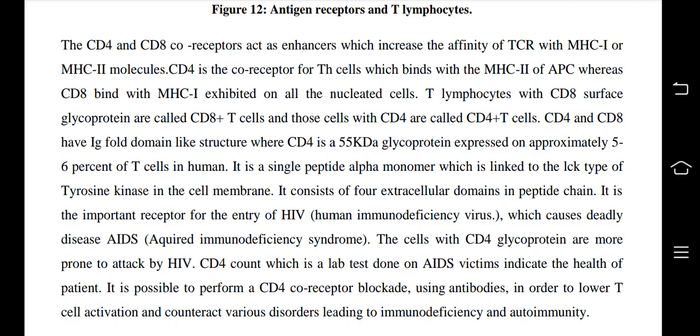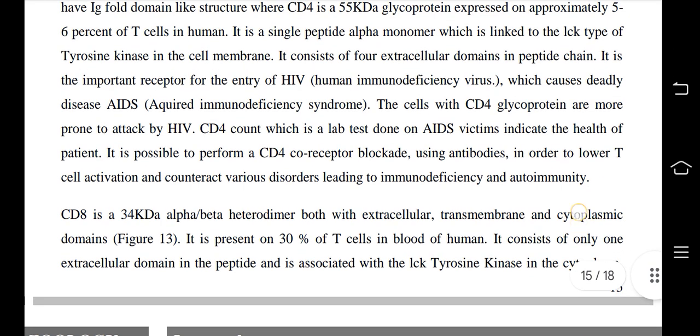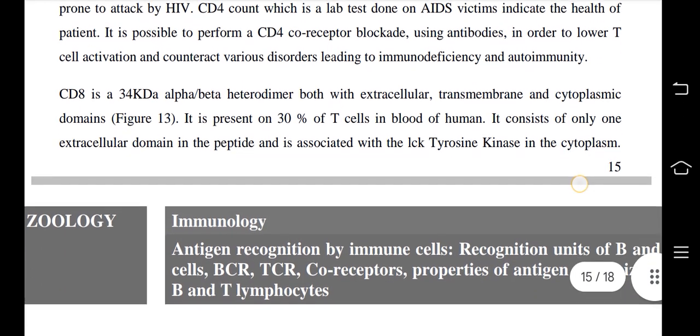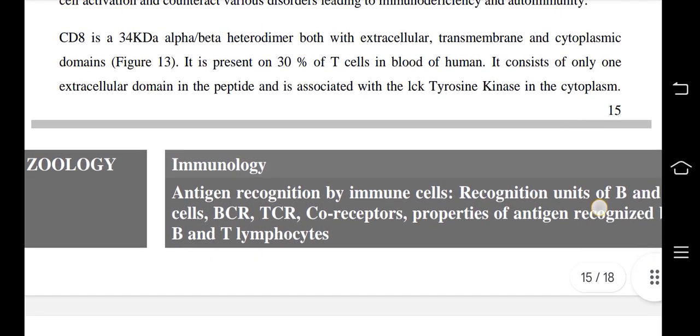It is possible to perform a CD4 co-receptor blockade using antibodies in order to lower T cell activation and counteract various disorders leading to immunodeficiency and autoimmunity.